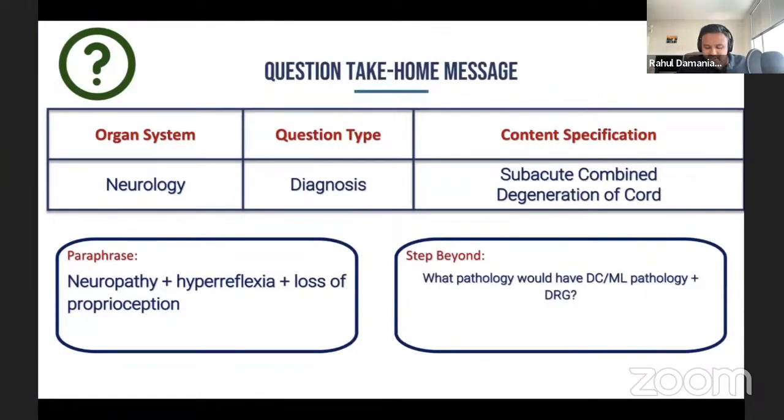So what pathology would have DCML and not corticospinal tract, but DCML and dorsal root ganglion? Go ahead and type that into the chat as your step beyond question. What pathology would have DCML pathology and dorsal root ganglion? Excellent. If you're thinking about Tabes dorsalis or tertiary syphilis, you are absolutely correct. Very good.